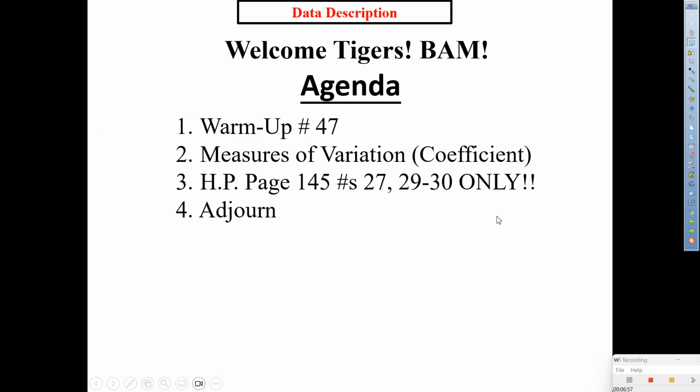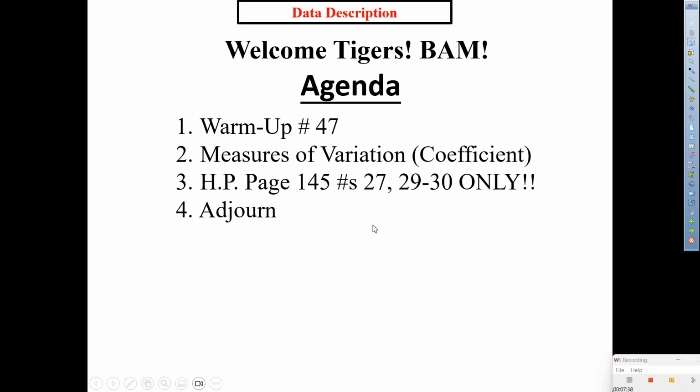All right, copy the agenda. Warm-up number 47, measure the variation. In parentheses, write coefficient. Today we're going to cover something called the coefficient of variation. I'll explain that as soon as we get there. Tonight's home plate page 145, numbers 27, 29, and 30 only. All right, and hopefully from last night should have been a piece of cake, yeah? Yes, Mr. Q. All right, good. And send the agenda to your screen.